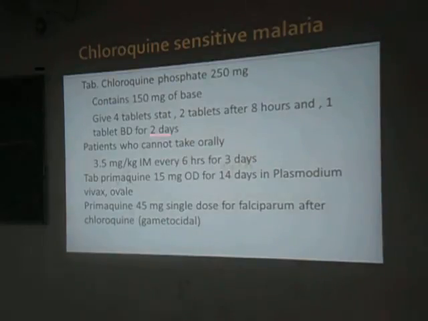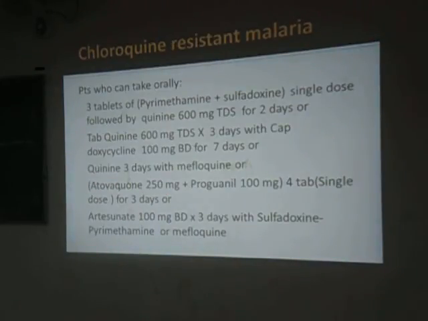So a patient who cannot take orally, we can go for intramuscular or also IV. Then primaquine can be given 15 mg for 14 days for vivax, 45 mg for falciparum. Okay, so chloroquine resistant malaria, we can go for pyrimethamine, sulfadoxine. You need to remember it's a single dose. Okay, this combination is given as a single dose in uncomplicated chloroquine-resistant malaria. Okay, that is one point which can be asked again and again.